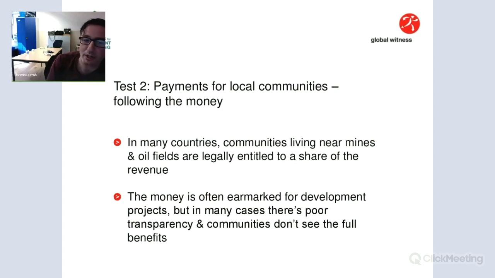communities living near mines and oil fields are legally entitled to a share of the revenue from mines and oil production in their area. And often the law will even say that the money is earmarked for development projects to benefit local communities, but in many cases there's poor transparency and communities don't see the full benefits. But you see now, of course, we have much more transparency, and in some cases, not all cases, the payment transparency data can be really useful in calculating exactly how much a community is entitled to.